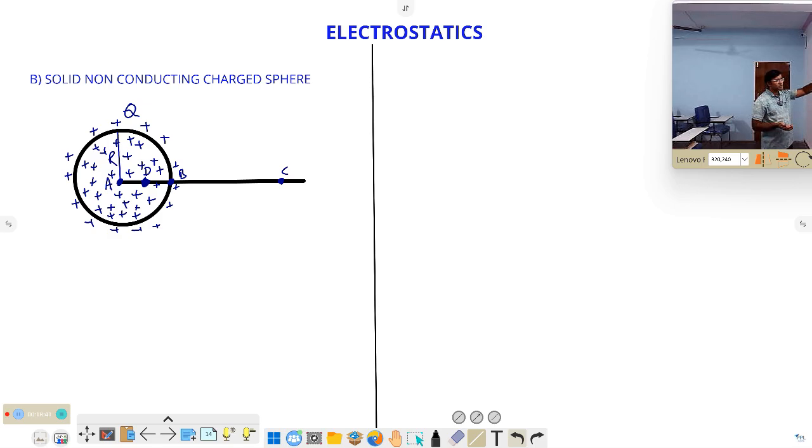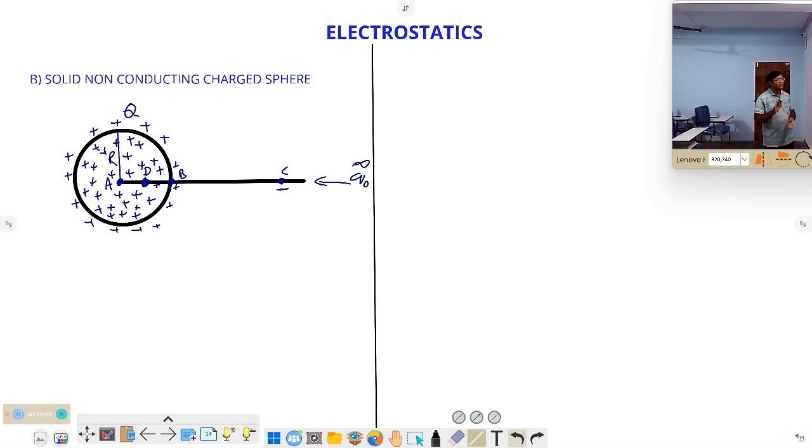formed on the sphere, inside every point of the solid non-conducting sphere. There will be charge present, and I take a line from the center of the sphere to outside, and I locate some points here, that is A, B, C, along with another additional point D. So first, if we come across the case of C point, imagine a test charge at infinity. Now you are bringing the test charge from infinity to the point C. How much work you are doing, that much potential is there at this point.